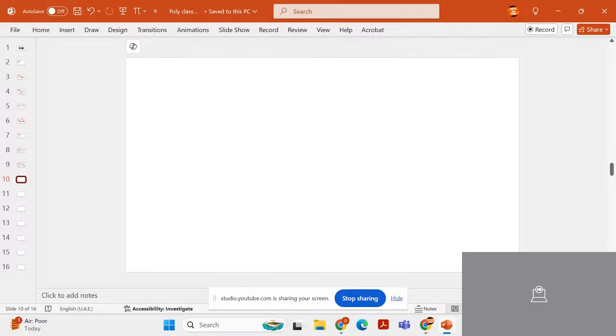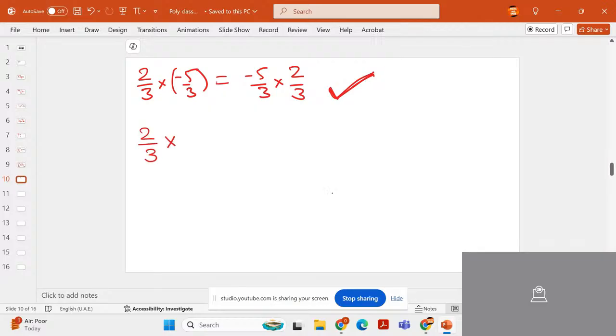Okay, let me complete this commutative property for multiplication. 2 by 3 into minus 5 by 3 is equal to minus 5 by 3 into 2 by 3. My dear friends, just multiply. I can say that rational numbers are commutative under multiplication. But are rational numbers commutative under division? My dear students, if I take 0 by 3, is it defined?